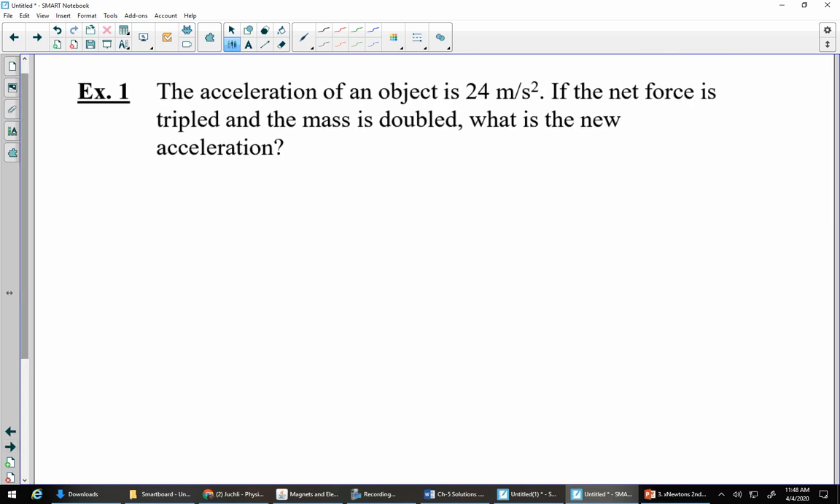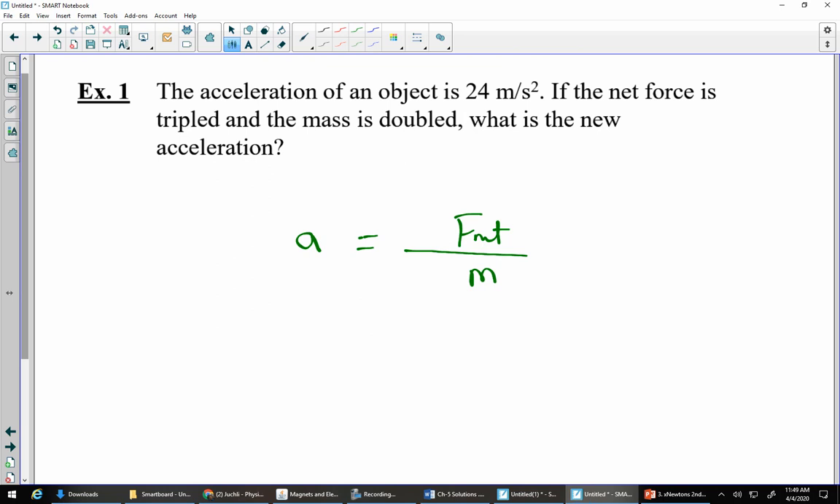So we get a couple examples with this here. Well, one example in particular. We've got the acceleration of an object is 24 meters per second. If the net force is tripled and the mass is doubled, what is the new acceleration? So let's go through and we'll start with our original formula. I like to write this out just like we would write out a normal formula, but I like to leave a little bit of space. So acceleration is net force over mass.